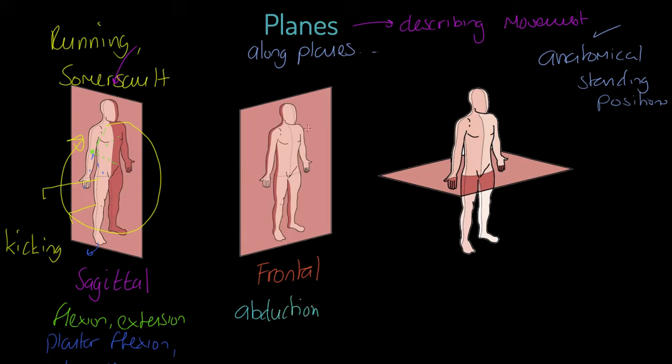How do we know that? Because if the shoulder was to abduct here, or here, or here, or here, you can actually see that that is along that plane. If they were to move back towards the midline, of course, they would be examples of adduction. Okay, so abduction, adduction.